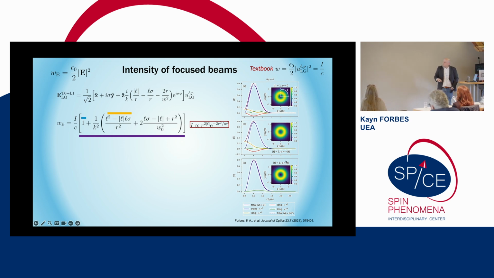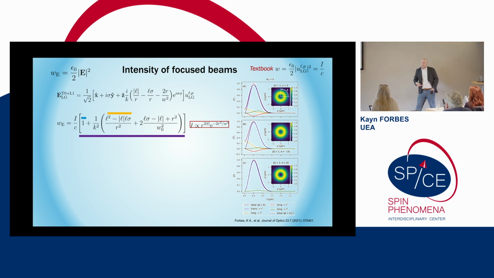So the point is, in the paraxial regime, we say these have no intensity in the center. When you focus them, that all changes. L equals 1 beams are not actually vortices in general. The same applies to L equals 2.